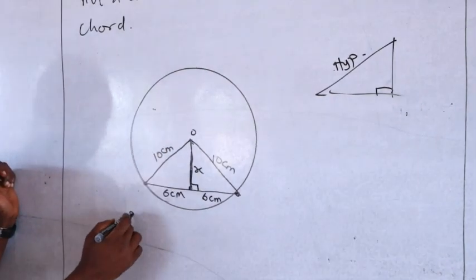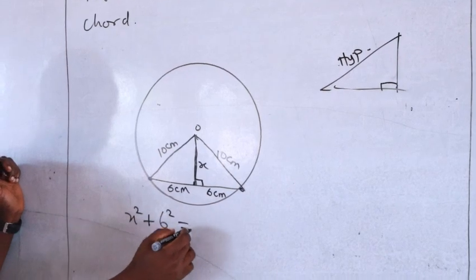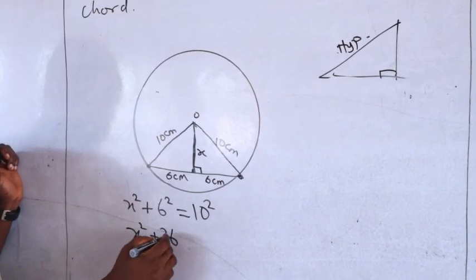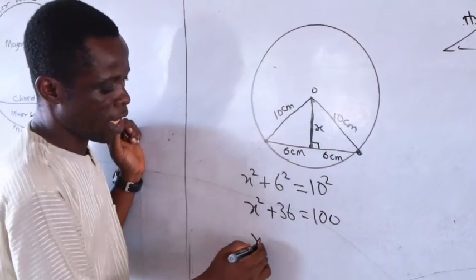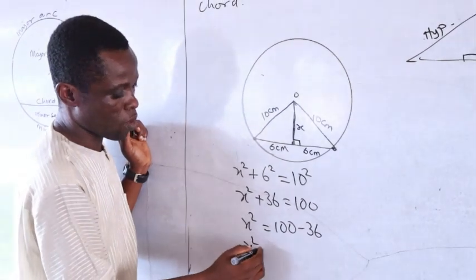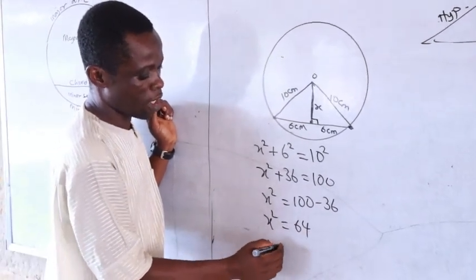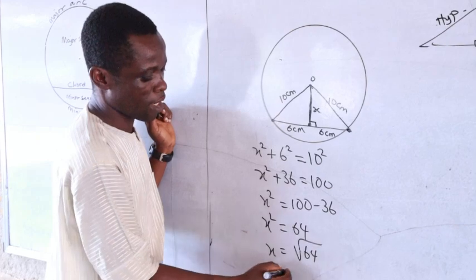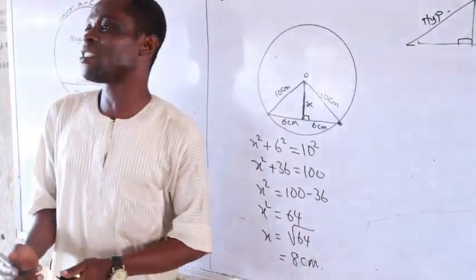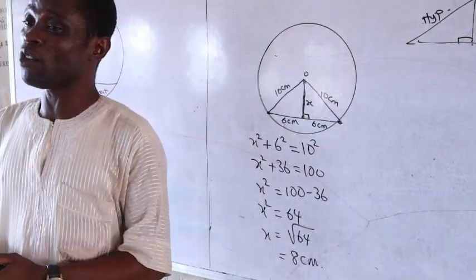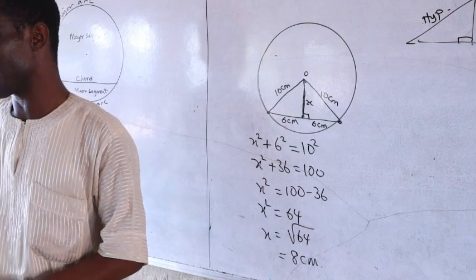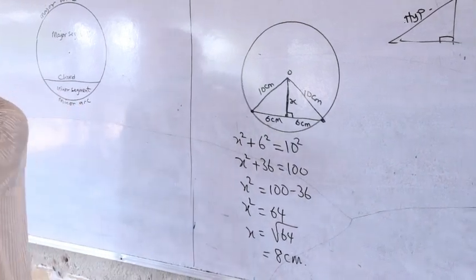So with this, it is this hypotenuse that will stand on its own. X squared plus 6 squared is equals to what? 10 squared. Then we have x squared plus 36 equals to 100. x squared is equals to 100 minus 36. x squared is equals to 64. x equals to square root of 64, and that is 8 centimeter. That is the distance of the midpoint of that chord from the center is 8 centimeter. I hope that one is clear.